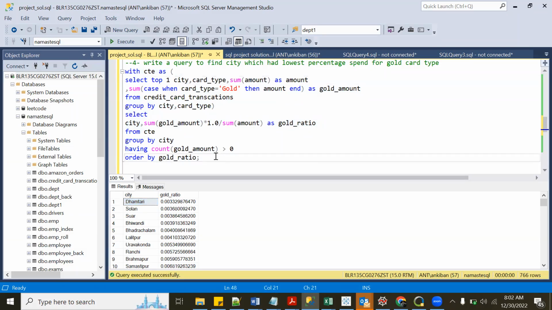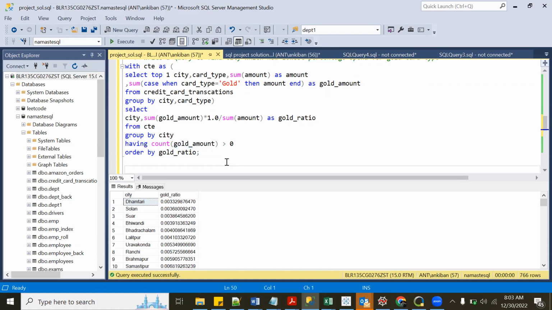Anything is fine. We can take sum of the gold amount or we can take count of. It will be all null wherever gold amount is not there, right? So if I take count, the null is not counted, so it will be 0 always. So we can say greater than 0, then also it will filter.